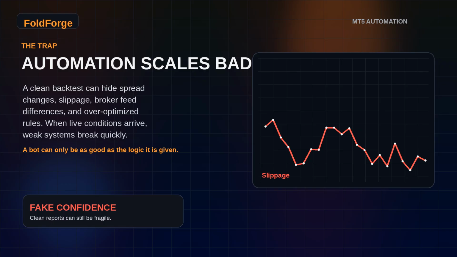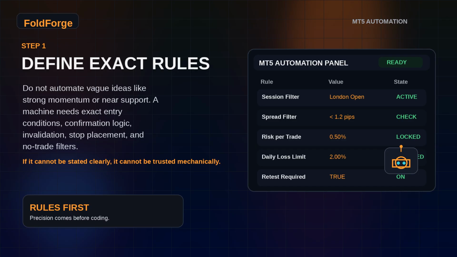Here is the trap. A trader finds a setup that looks good on a few charts. They turn it into an expert advisor, run a quick backtest, see a nice equity curve, and assume the job is done. Then live trading begins. Spread changes. Slippage appears. The broker feed behaves differently. Market conditions shift. And suddenly the automated system that looked brilliant in a clean backtest starts behaving like a capital destruction machine. That is why automation without validation is dangerous. It does not remove human error. It scales it.